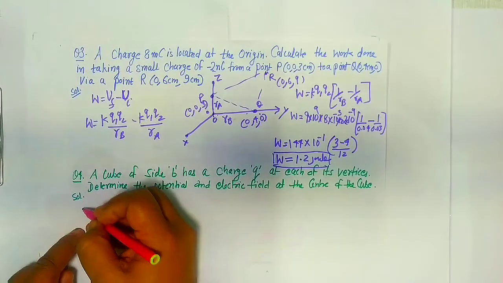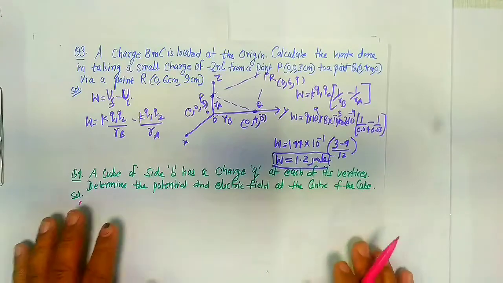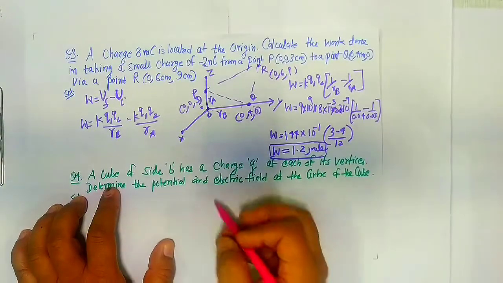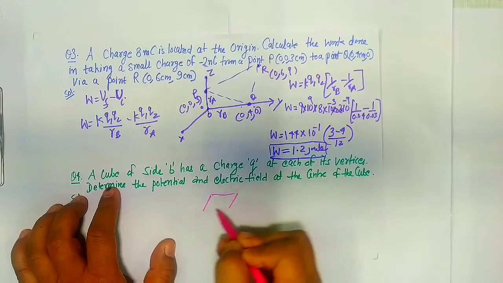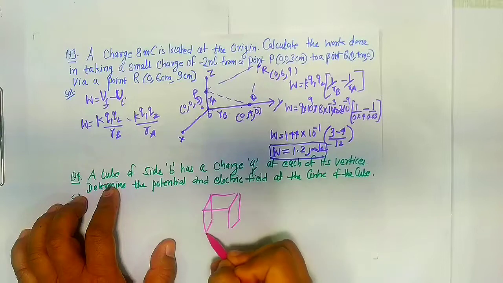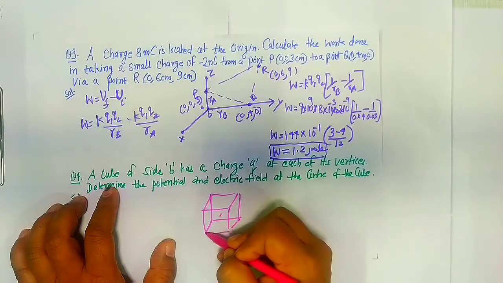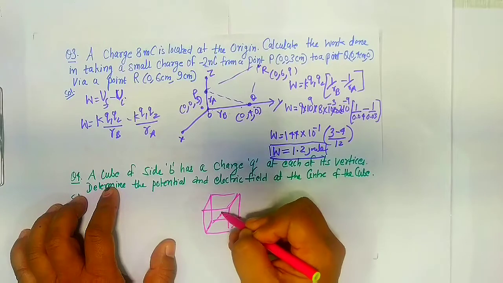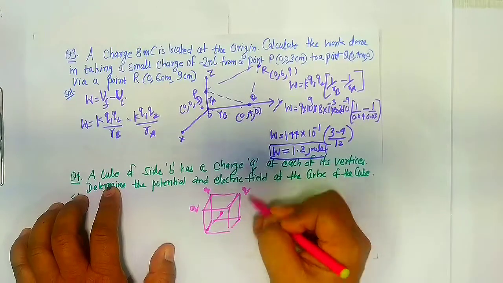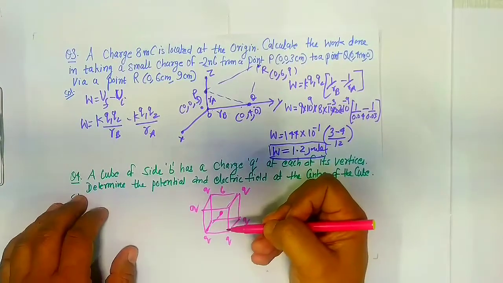Now the next question. The next question is very simple. Again, it is on the additivity. A cube of side B has a charge Q at each corner. So if you want to make a cube, you can draw it like this. There is a cube and we have to calculate the net potential at the center. And do you know this is the diagonal of the cube. And again, all the charges are given Q, Q, Q, Q, Q, and the side of the cube is B.